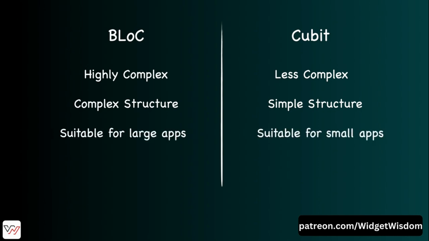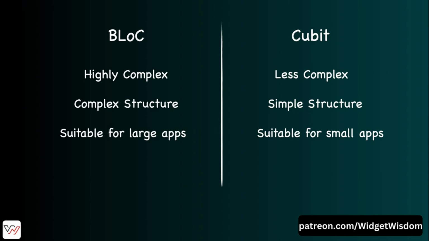Now let's talk about their use cases. In the case of Bloc, it is best for large, complex apps with lots of user interactions and different flows. If you have an app with many screens or features like login, fetching data, form validation, or anything, Bloc is a solid choice. But Cubit is great for smaller apps or less complex features. If your app doesn't require handling many events, Cubit gives you a more straightforward way to manage the state.